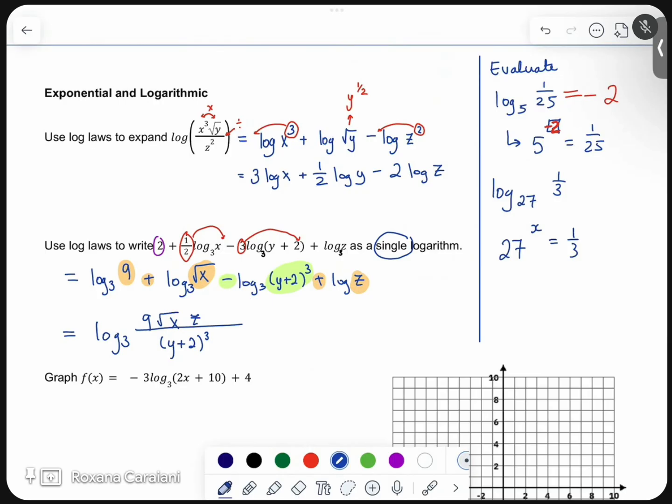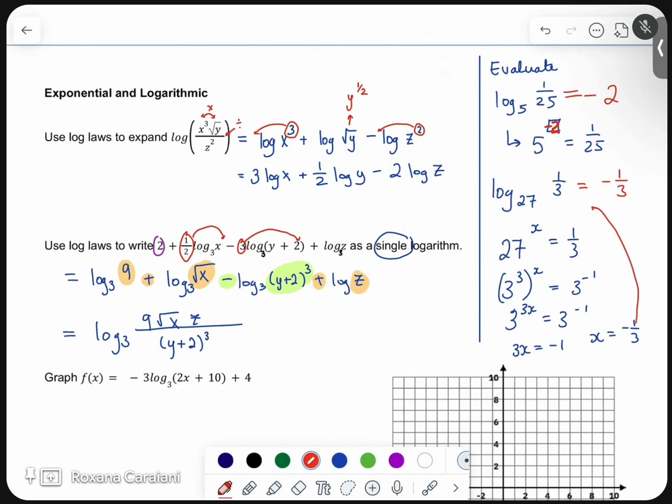When I see 27 and 3, I think of 3, so 3 cubed is 27, and that was all to the power of x, and a third can be written as 3 to the power of negative 1. Now, 3 cubed all to the power of x is the same as 3 to the power of 3x. And thinking back to exponential equations, the minute the bases match, you can just set your exponents equal to each other. And then when I divide both sides by 3, I get negative a third. So that means log base 27 of a third is negative a third.